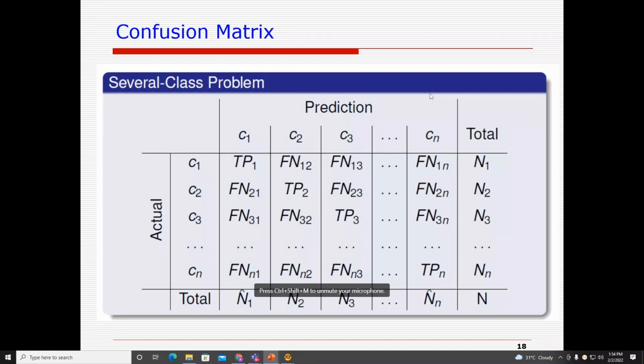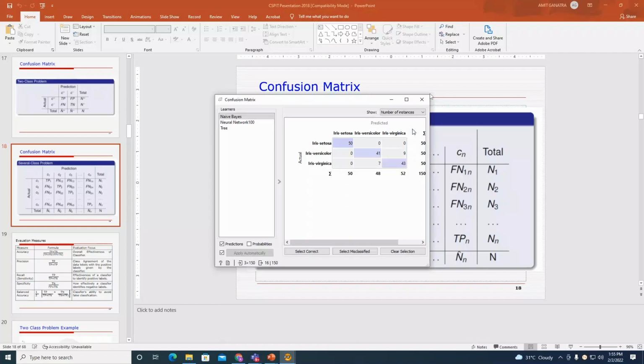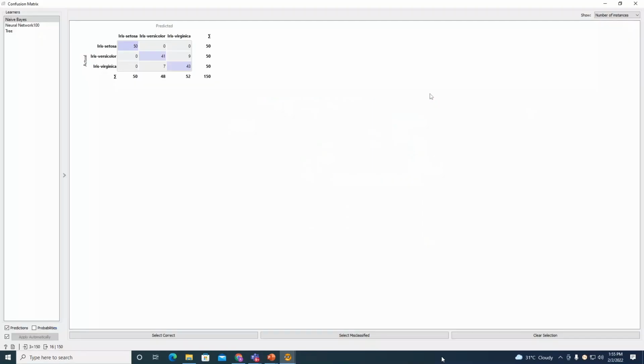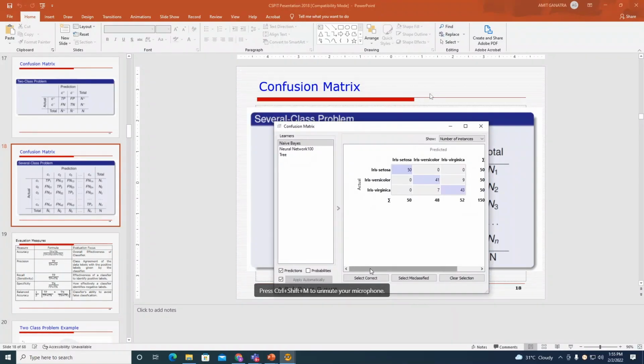So this is your confusion matrix for a multi-class problem. It is called n cross n. You can have 5, then it is 5 cross 5, 6 classes, then you have 6 cross 6. So here, can you not calculate all the values? Tell me how many values have been misclassified here. From this confusion matrix, tell me how many values have been misclassified now.